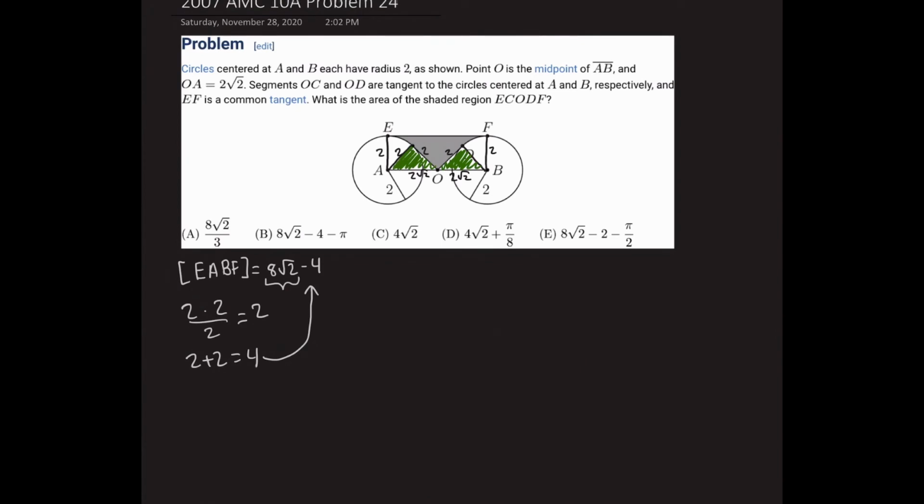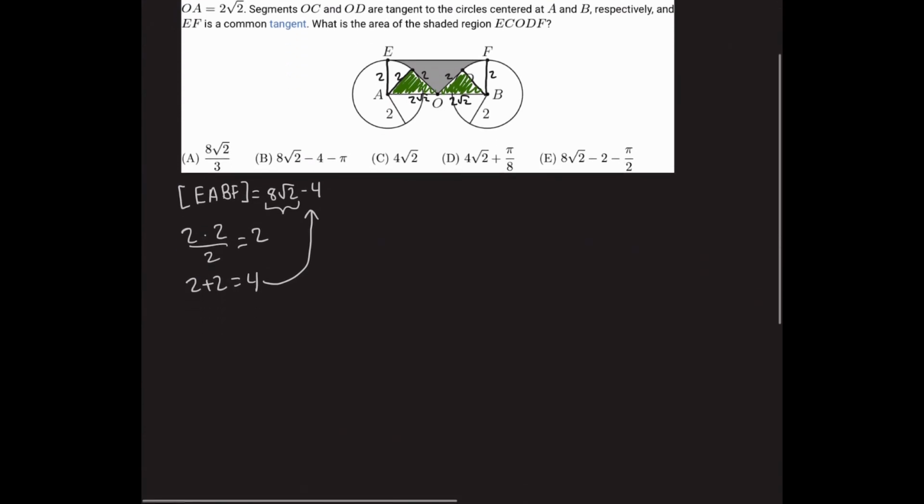Next, we have to find the areas of these arcs. We know that each of these arcs, so BDF, is going to be an eighth of the circle because it's going to be half of 1/4 of the circle. So it's going to give us 1 over 8 times pi r squared. Pi r squared is the area of the circle, and the circle has radius 2. So it's going to be 1 over 8 times pi times 4, which is equal to 4 pi over 8, which equals pi over 2.